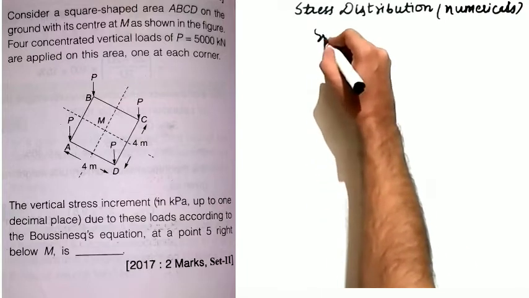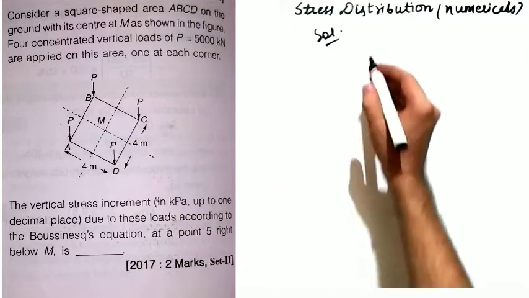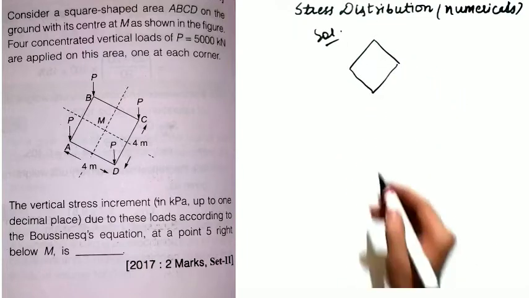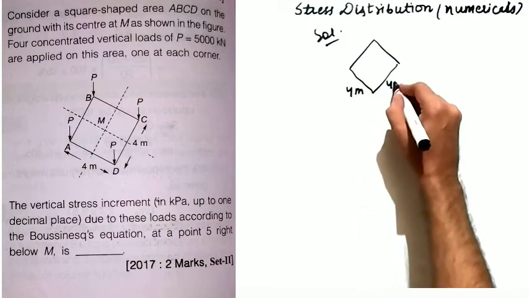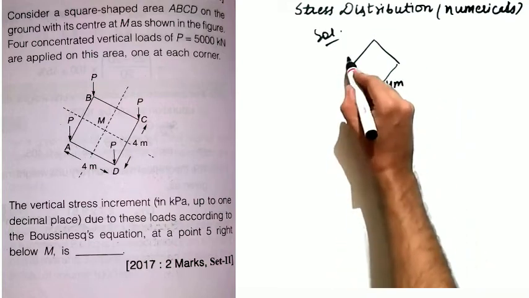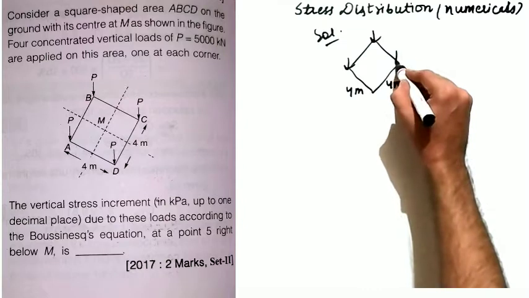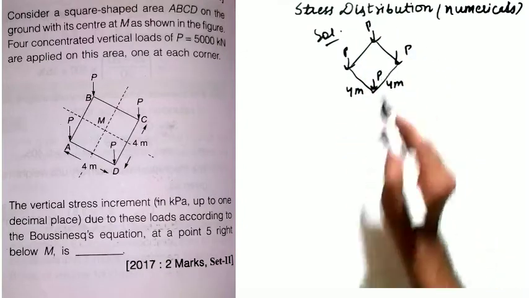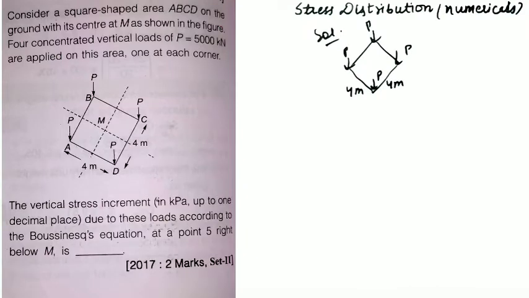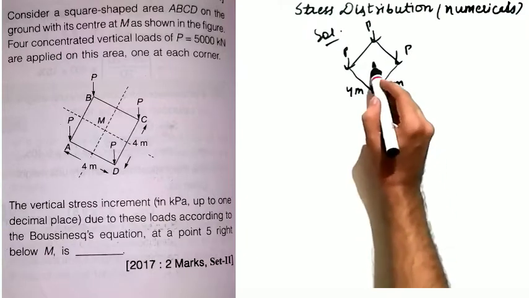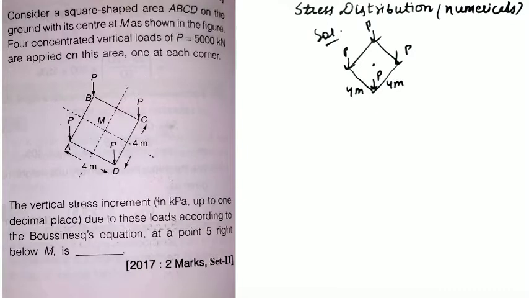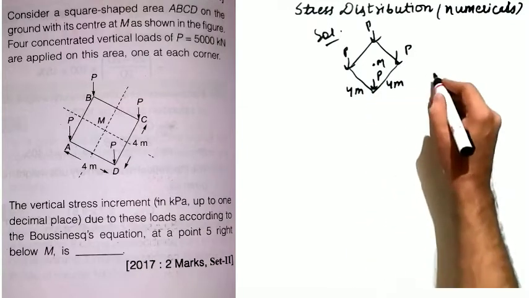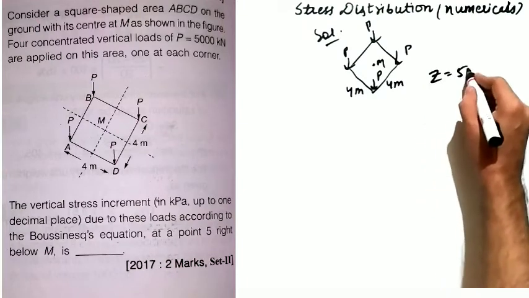So the diagram that is given in the question is, you are given a square and the side of the square is 4 meters and there is application of load at each corner and it is equal to P. All the loads are equal to P. Now you are asked to calculate the increment in stress at the point that is 5 meters below the center. This is M and the Z, the depth, is 5 meters.